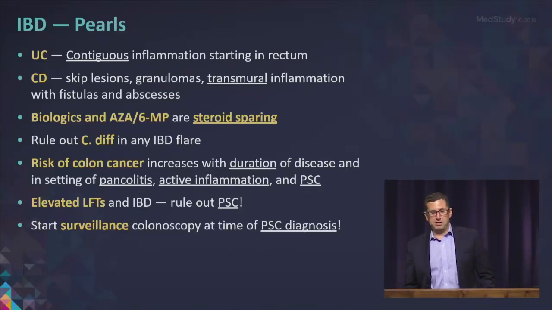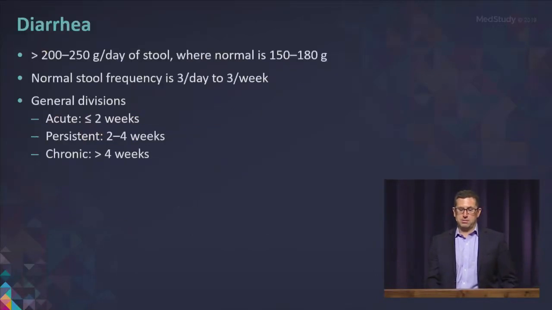diff in any IBD flare. The risk of colon cancer increases with duration of disease, pancolitis, active inflammation, and PSC. Elevated liver tests and IBD, rule out PSC. Start surveillance colonoscopy at the time of PSC diagnosis. So I think these are some of the key points from the prior slides.